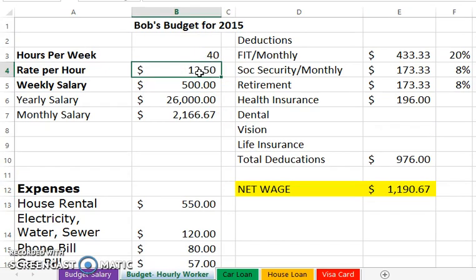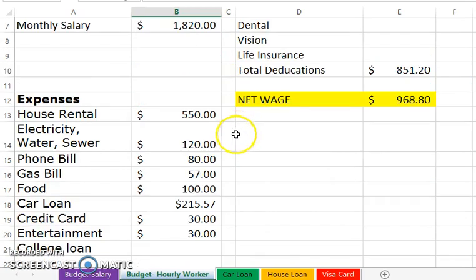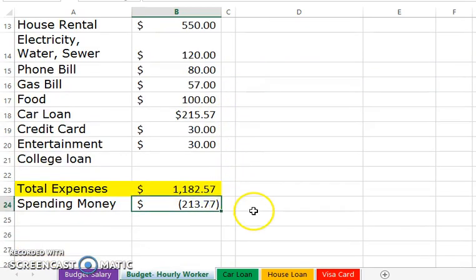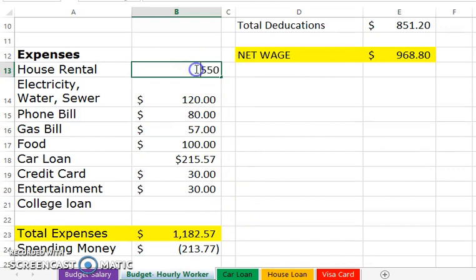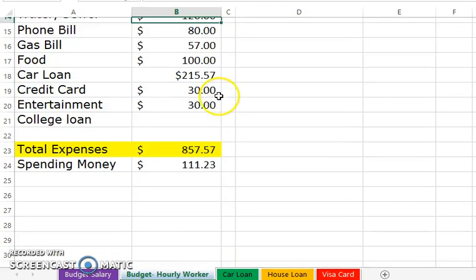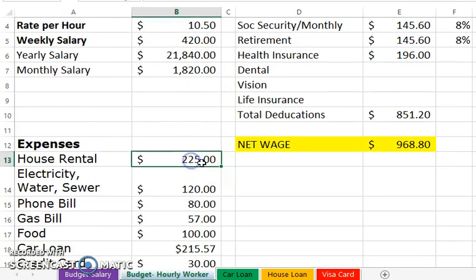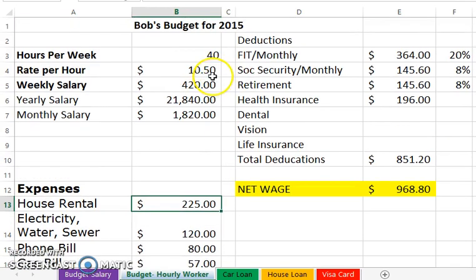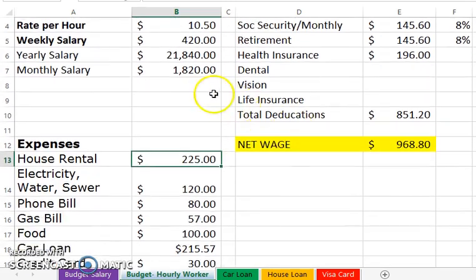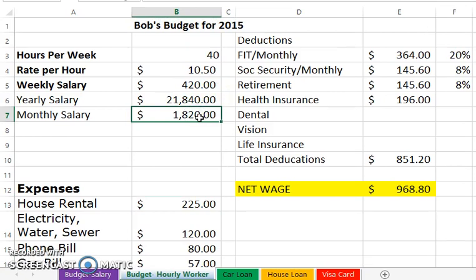And a lot of you guys, if you work at McDonald's, $10 an hour, you're going to be in even worse shape, because if you get $10.50, you're going to be short $213 a month. You might have to move in with somebody and split expenses, and now you both pay $225 a month, and then you'd have some spending money. So you might have to move in with people to be able to afford $10.50 an hour.